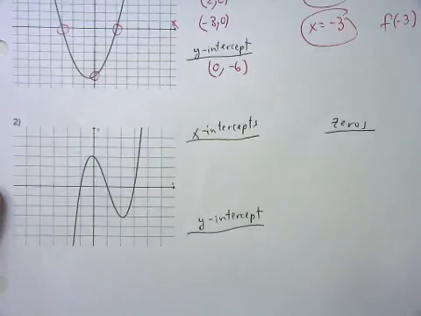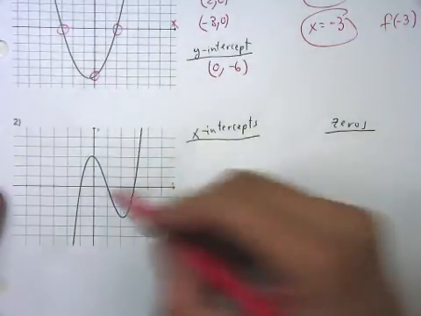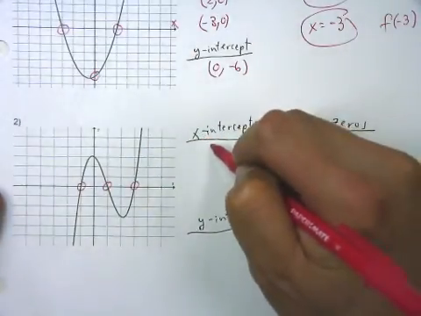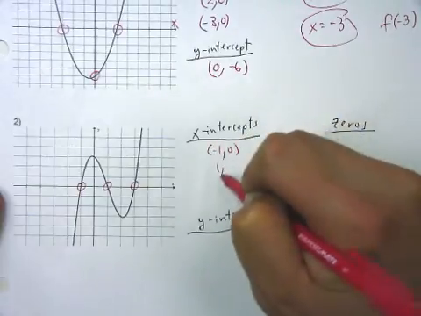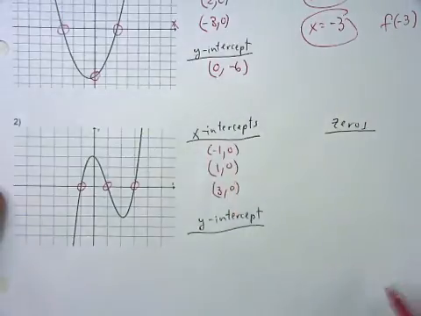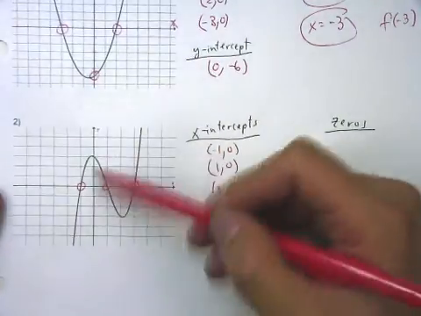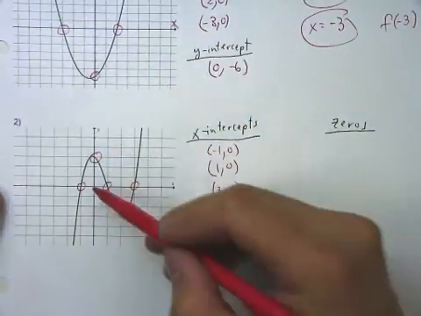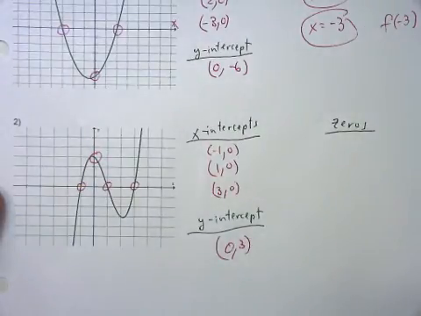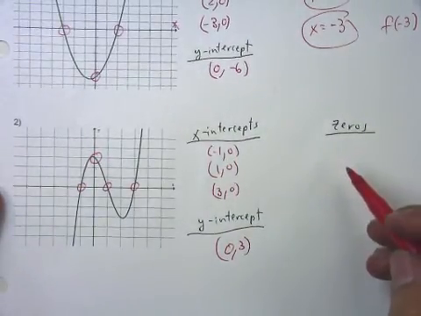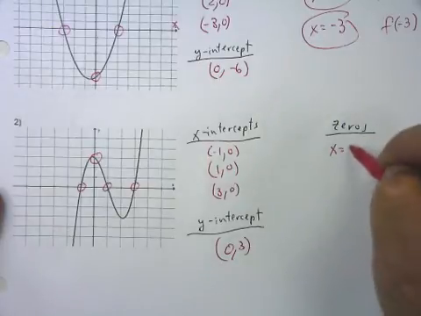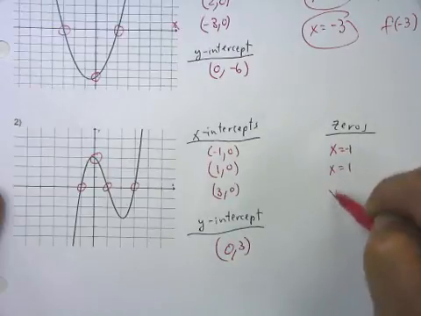Here are your answers. X-intercepts: where does it cross the x-axis? That's right here and right here. Those points would be (-1, 0), (1, 0), and (3, 0). What's the y-intercept? Where does it intersect the y-axis? Right here. That's (0, 3). And lastly, what are the zeros? What are the x values that give us a y value, or an output value, of 0? That should be negative 1, positive 1, and 3.